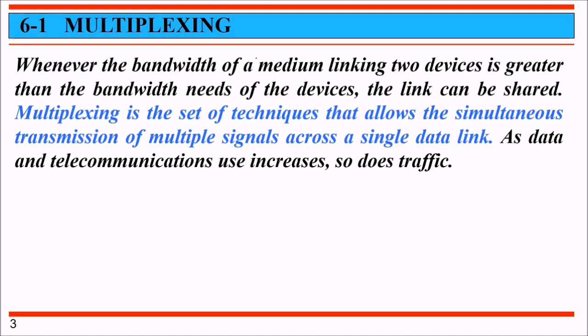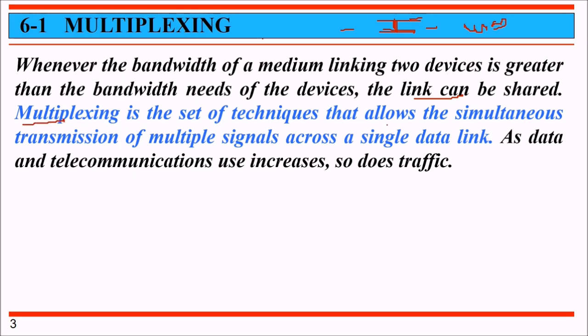This is multiplexing. Whenever the bandwidth of a medium linking two devices is greater than the bandwidth needs of the devices. What does it mean? You have a limited bandwidth, and there are users who require more bandwidth. To cater to these users, you require a bandwidth which is not given to you or is not even possible. So you need to share the link. Two devices need to share the link. What is the way? Multiplexing is the way.